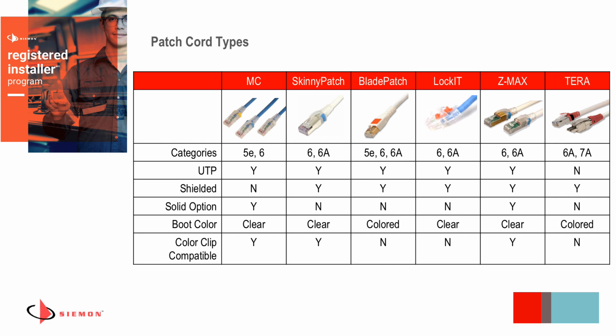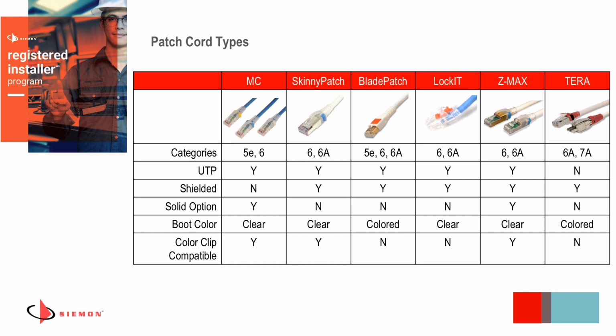So skinny patch is not really designed for commodity 5e cords, which are pretty small themselves. It really reduces the overall diameter of category 6 and 6A patch cords. Available in UTP and shielded, though not in a solid option. It's just stranded construction on those, and color code clip compatible as well. Those are really designed to just, again, reduce those overall cable diameters, but they do have some limitations, meaning that instead of having 10 meters of stranded patch cords between the work area and the telecommunications room, you are limited to 8 meters because of that smaller gauge construction.